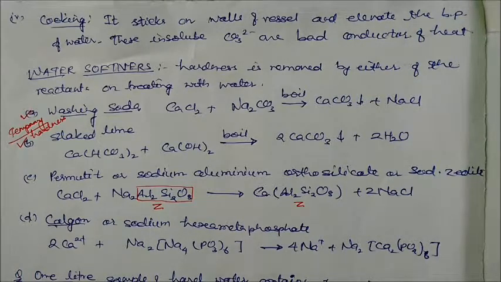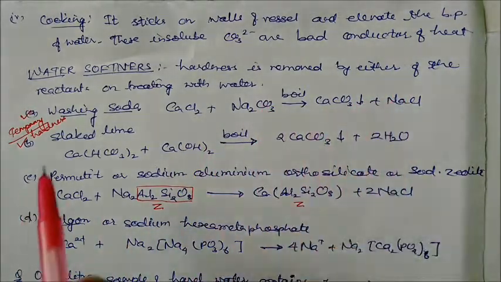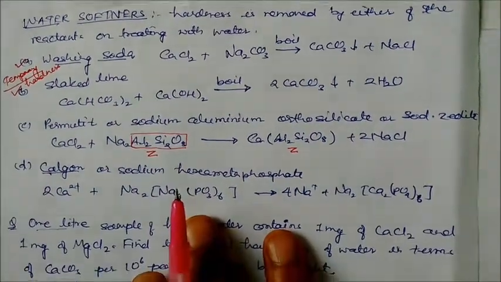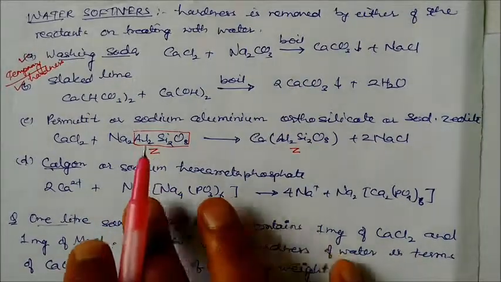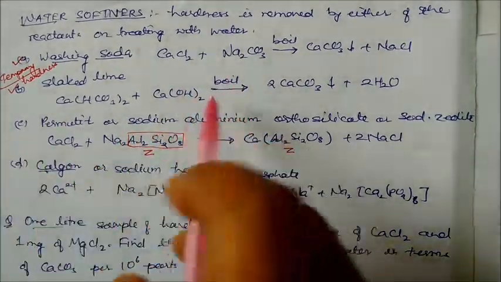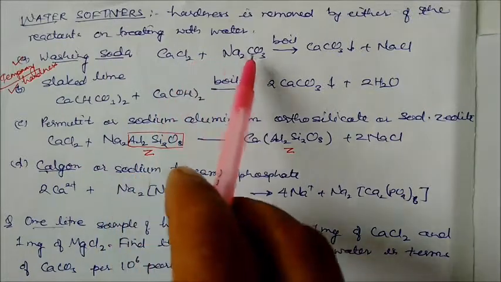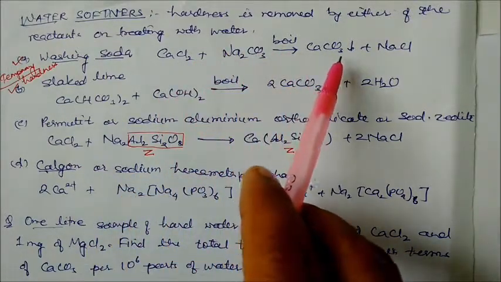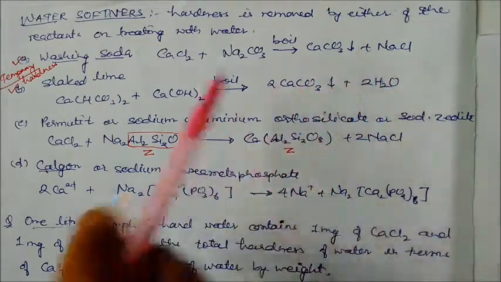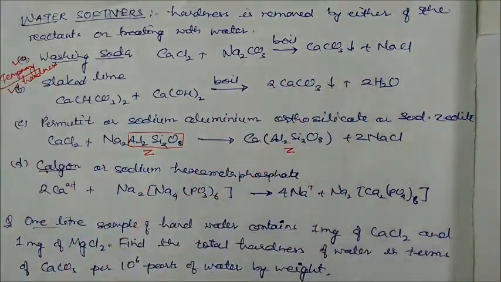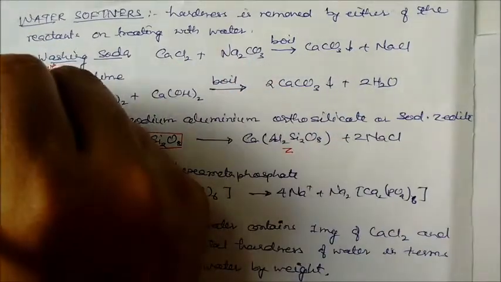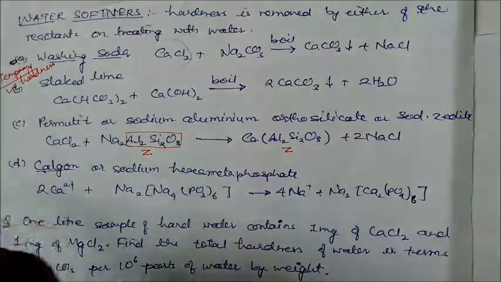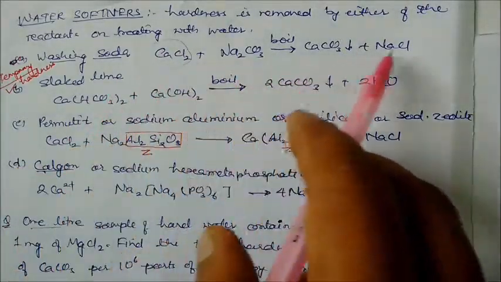How to make soft water? Hardness can be removed by some treatments. The treatments are washing soda, slaked lime, and permutit. Washing soda is sodium carbonate. So calcium chloride plus sodium carbonate, if you boil it, on boiling calcium chloride is converted to NaCl and calcium carbonate. The chloride of calcium is the permanent hardness. So by this we can remove it.